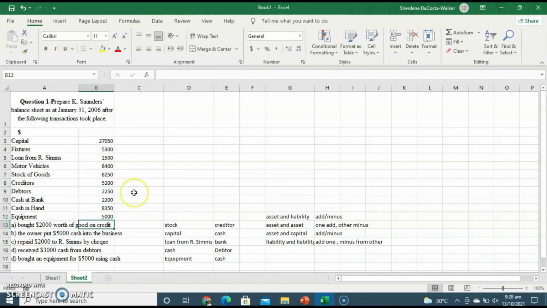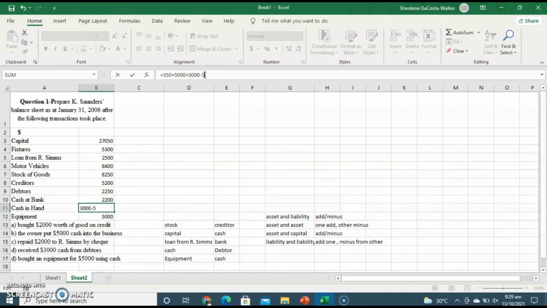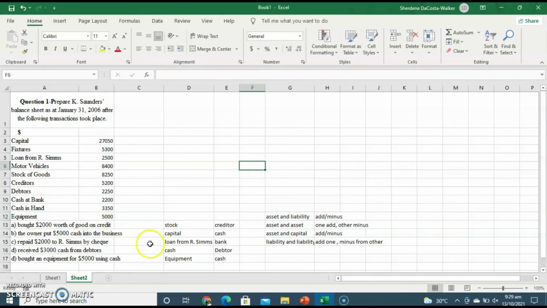Right? And then when we bought it, we used money to buy it. So that money is leaving the business because we're spending. So we're getting the equipment because we bought it, but we're using money, so the money is going to reduce. So we're going to less the 5,000. All right, I hope we understand what took place.